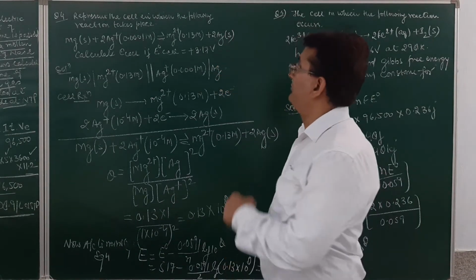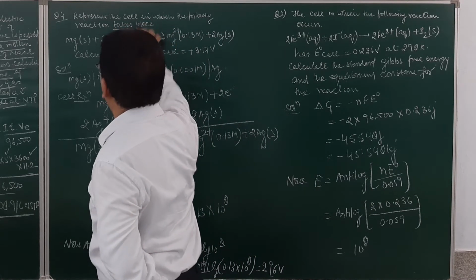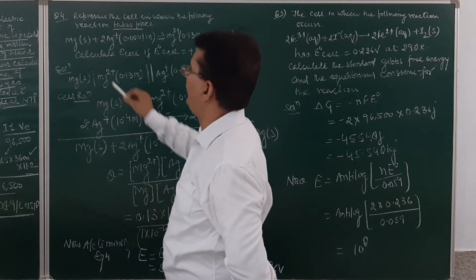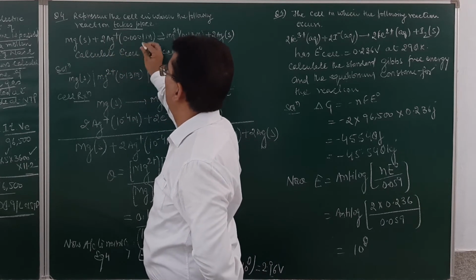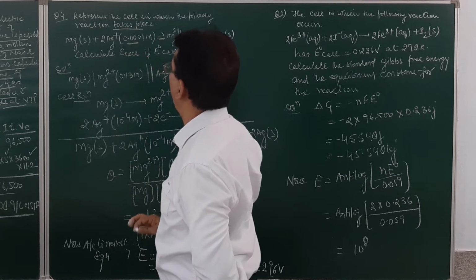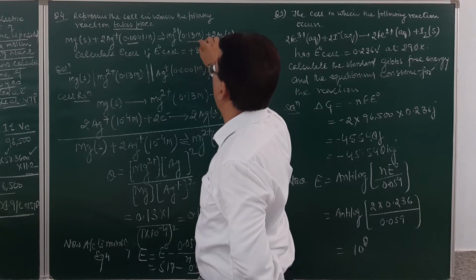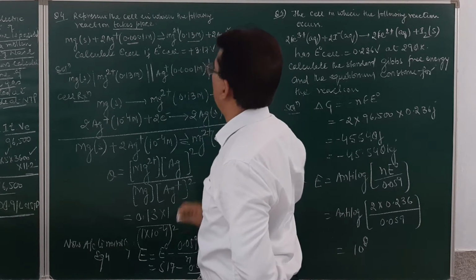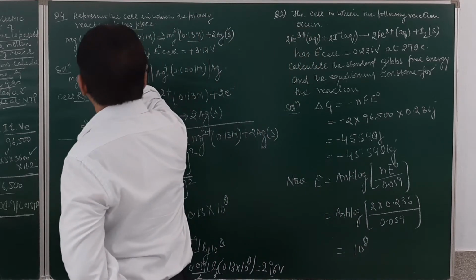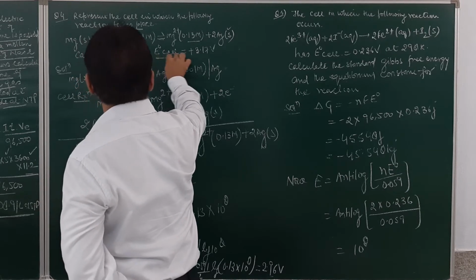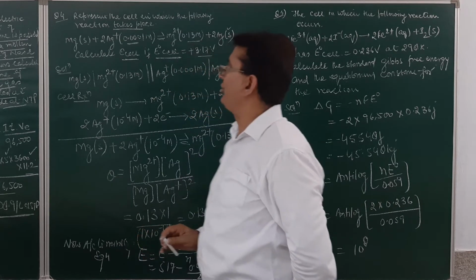Now look at the next question. Represent the cell in which the following reaction takes place. The equation is magnesium in the form of a solid will react with the silver ion. The concentration of this is given as 0.0001 molar, and it is in equilibrium with magnesium ion, concentration 0.13 molar, and silver in the form of a solid. The question is, calculate EMF of the cell, if standard EMF of the cell is equal to 3.17 volt. What is the question, student?